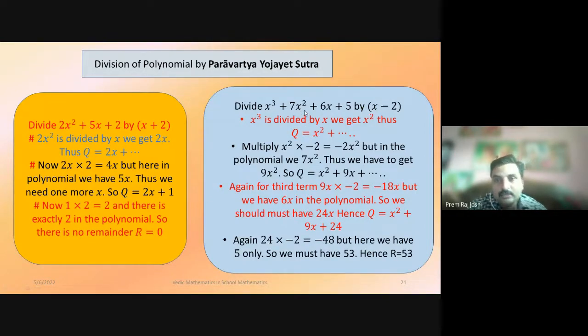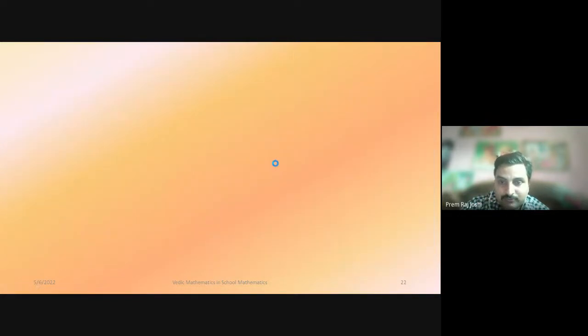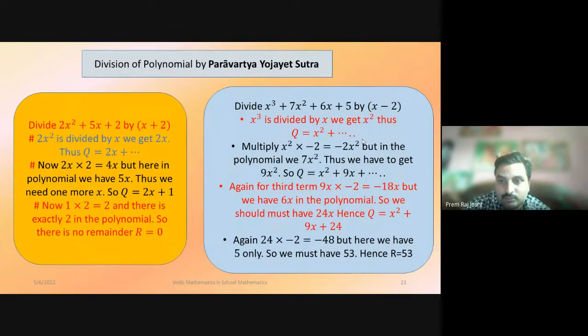So for this, as this is minus 2x square, we need 9x square, because if this 2x square is subtracted from 9x square, we will get 7x square. So we will get 9x square, but the square term is already over there. So that's why we just divide this 9x square by x, and we will get 9x. And again, now what we do, we just multiply this 9x with minus 2. We will get minus 18.